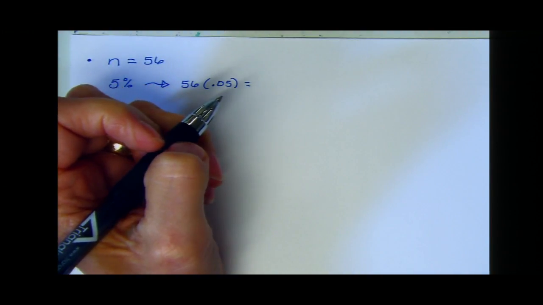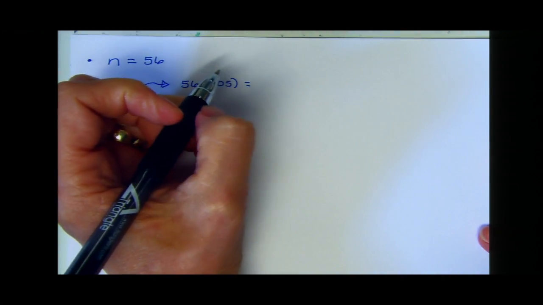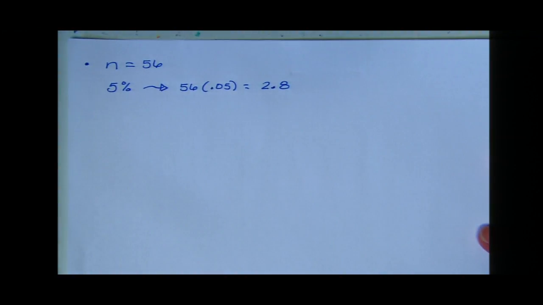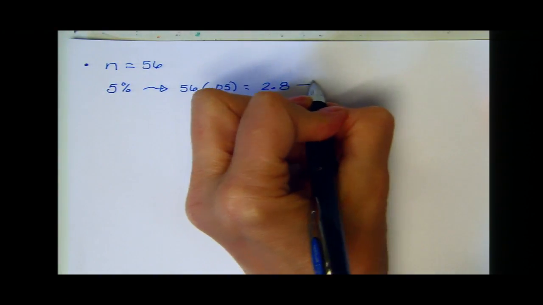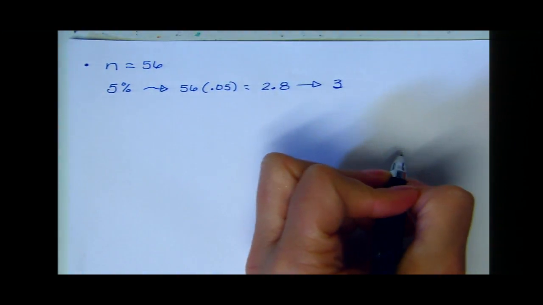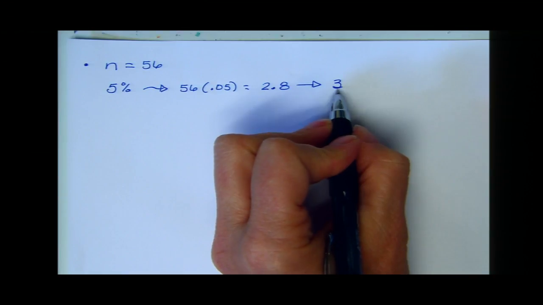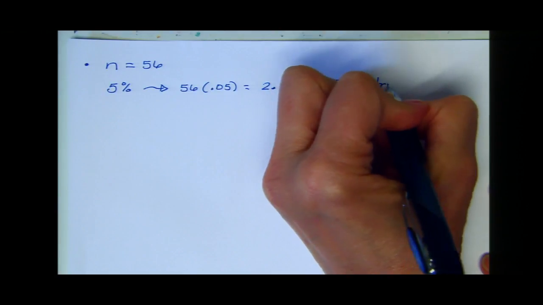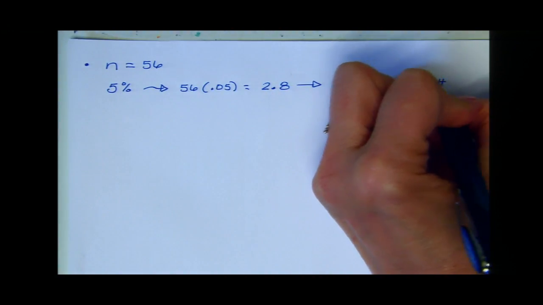If you were doing a 5% trimmed mean, you would take 56 times 0.05, and you get 2.8. Well, you can't trim 2.8 numbers on the bottom and 2.8 numbers on the top. So you use normal rounding rules, which would be 3. So that tells me to eliminate the 3 smallest numbers and the 3 largest numbers, which in essence means you're going to trim 6 numbers.